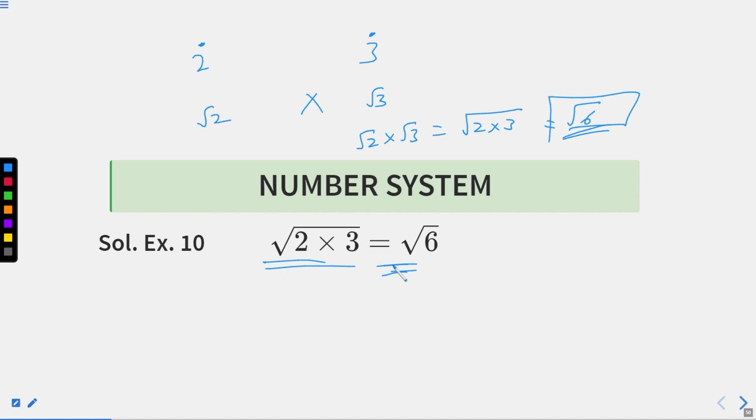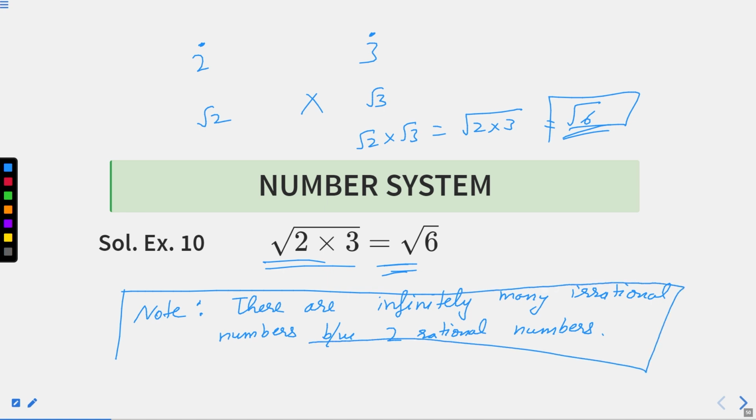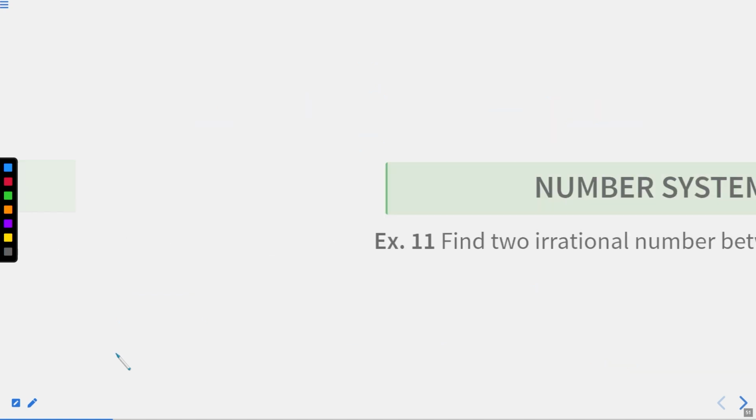Okay. And note, there are infinitely many irrational numbers between two rational numbers. Always remember this. Okay. Let's move to next.